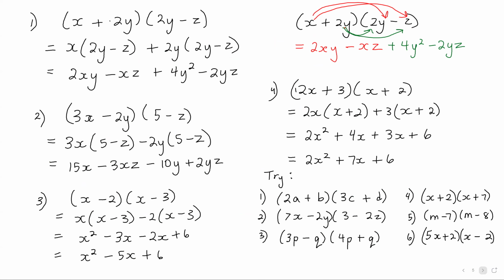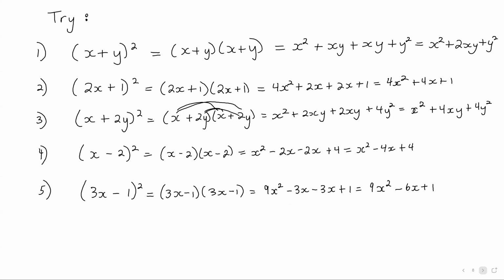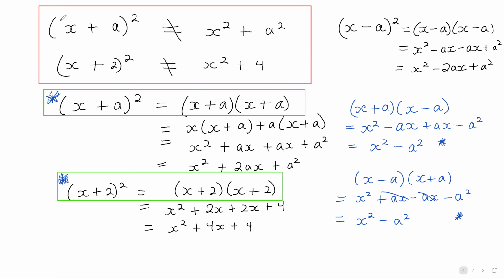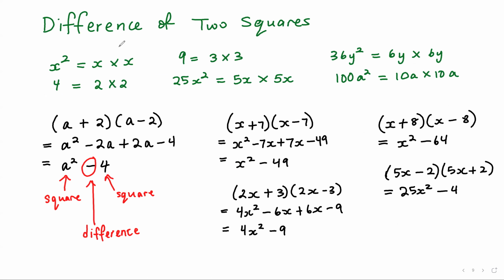And then we finally looked at two important distinctions. When you have a pair of brackets all squared, for instance x plus a all squared, that is not equal to just the sum of the squares of the individual terms. Rather, it means the full bracket multiplied by itself. That's one fundamental thing we looked at today. And then we also looked at how you expand a difference of two squares. And that was it.